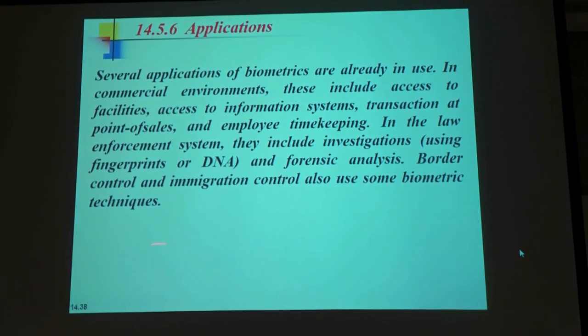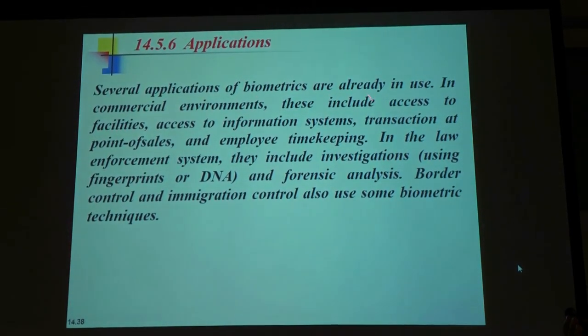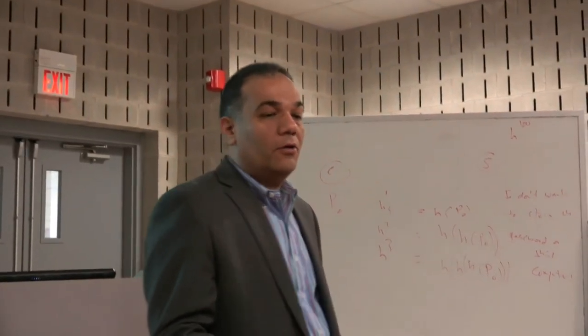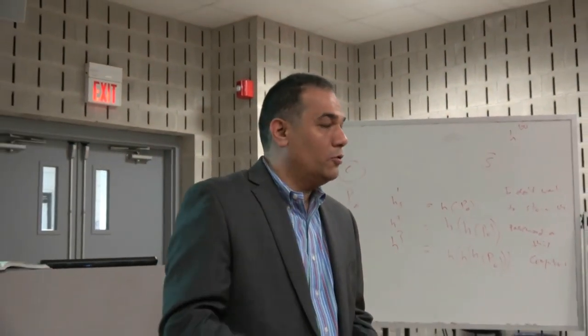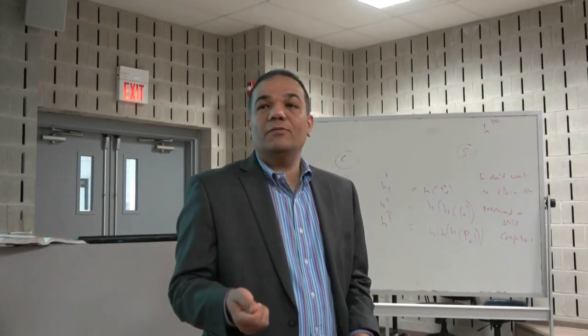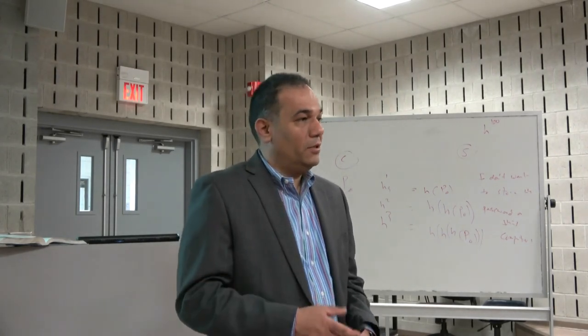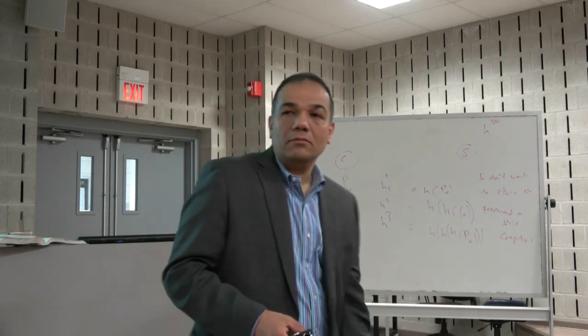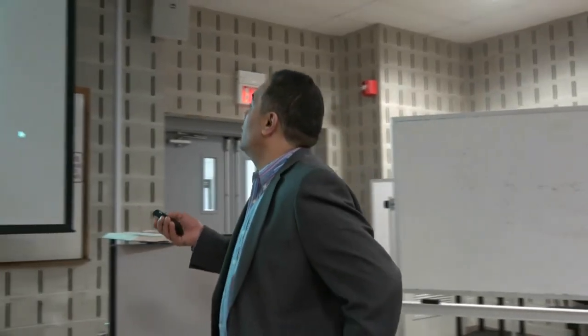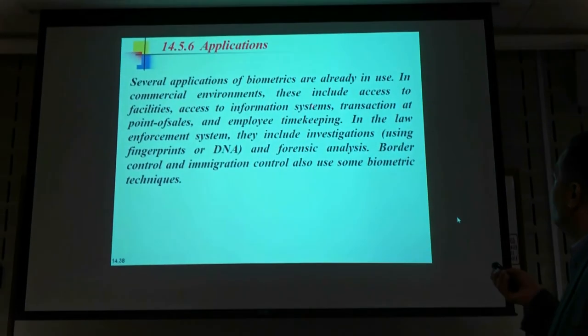Several applications of biometrics are already in use in commercial environments. These include access to facilities. All of us now have thumb login on iPads, right? Luckily it's accurate, because it's one signature saved in one machine, so the machine only accepts one. But what if the machine accepts thousands of people, like an ATM? There's a possibility for false rejection or acceptance.